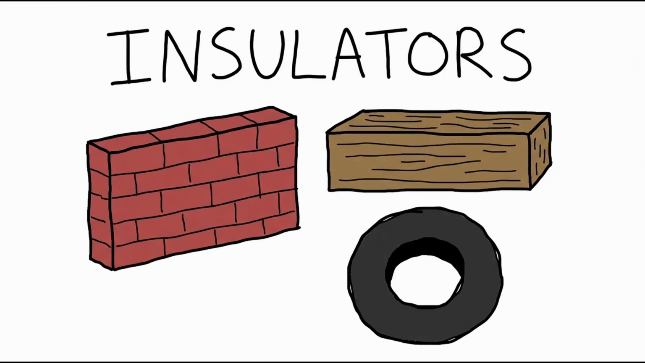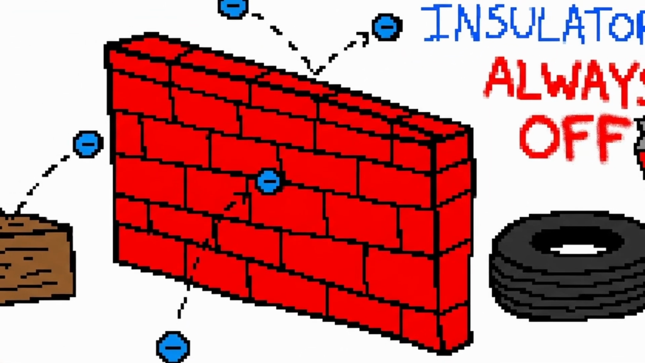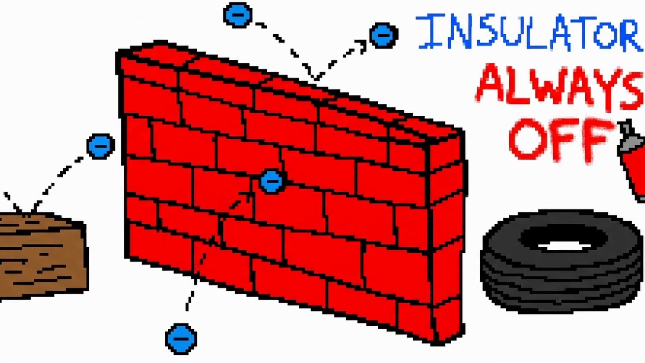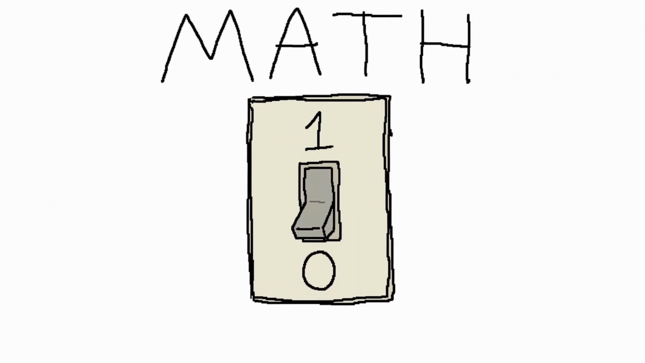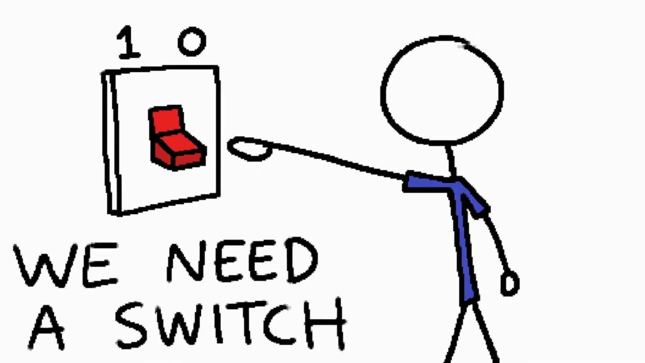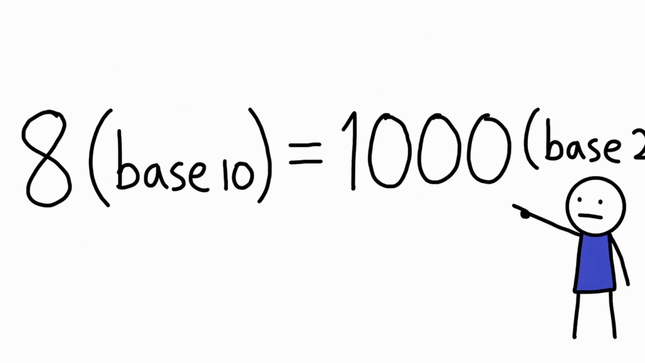On the other side, we have insulators. Rubber, glass, wood. Their atomic structure is like a brick wall. They won't conduct at all. Electrons can't pass through. They are always off. If you want a machine to do math, you need to be able to switch between a 1 and a 0. You need a switch to count all numbers at least to the base of 2.